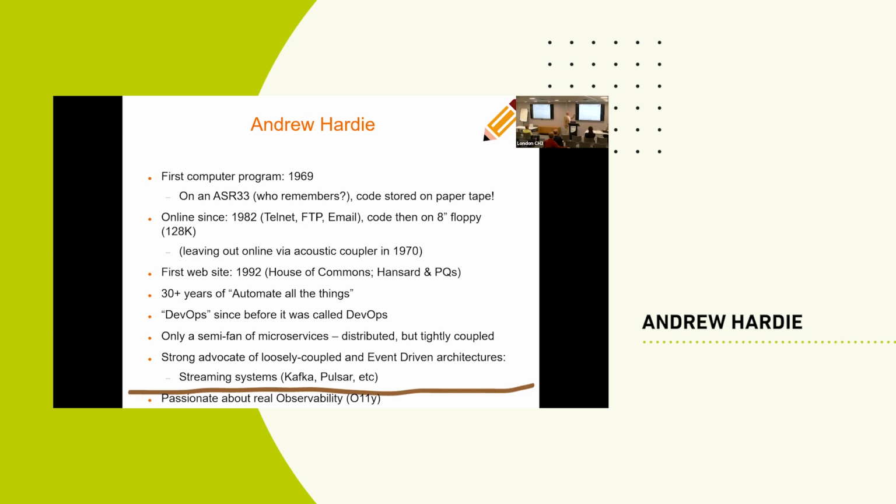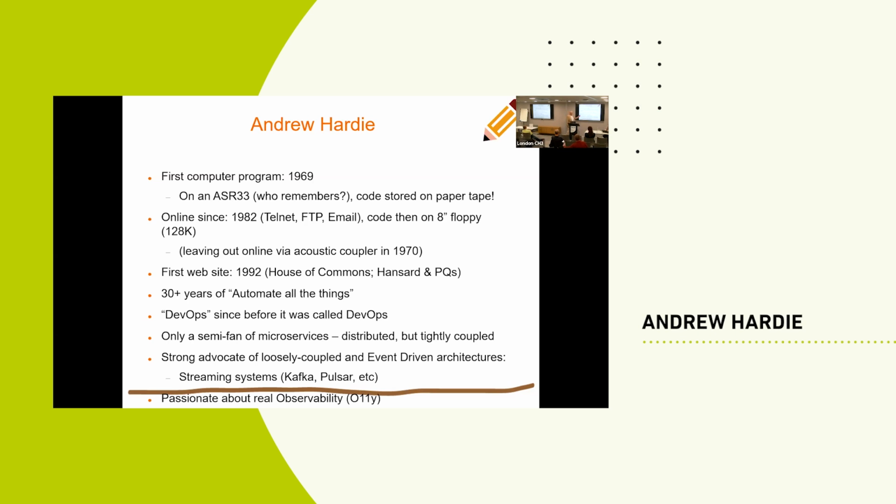Okay, online since 1982, back in the days of Telnet, FTP, and email, no web, no GUIs, nothing. And my code was then on an 8-inch floppy disk with a massive 128K. I really first went online in 1970 when you had an acoustic coupler, where you dialed the number with a dial phone and put the handset in a box and shut the lid. And you got 300 baud out of that. I did my first website in 1992 when I was working at the House of Commons, computerizing Hansard and parliamentary questions. And that was just a very few months after Tim Berners-Lee's first website at CERN.